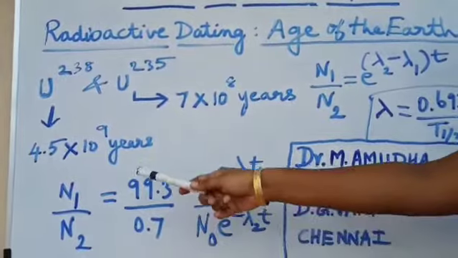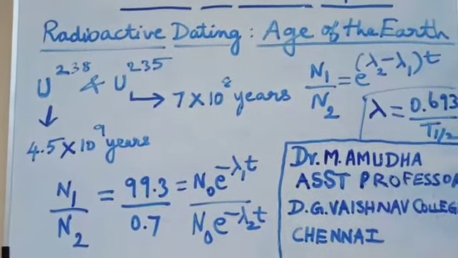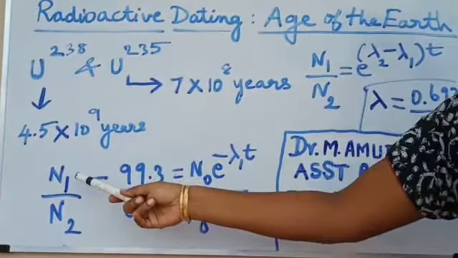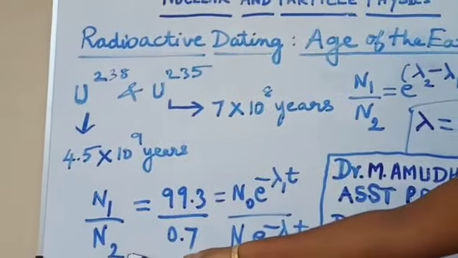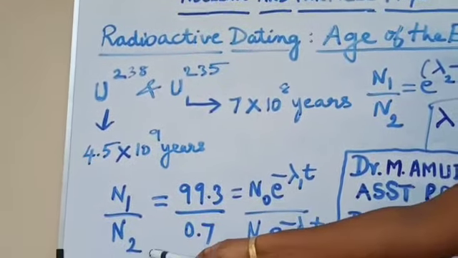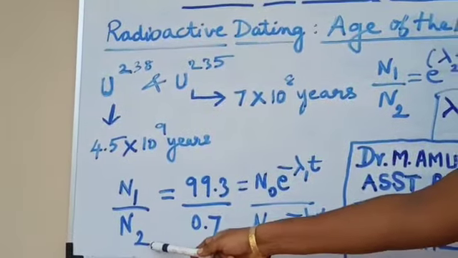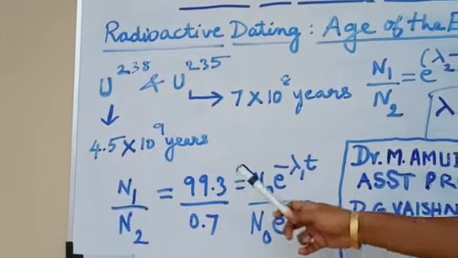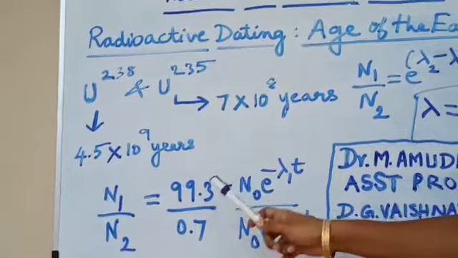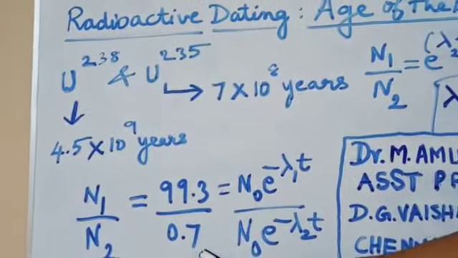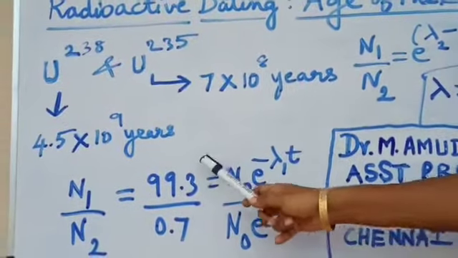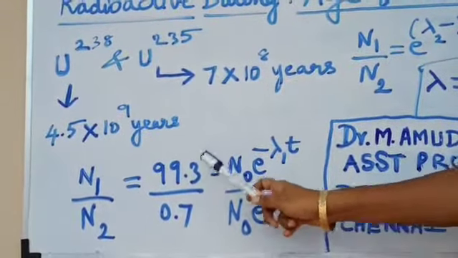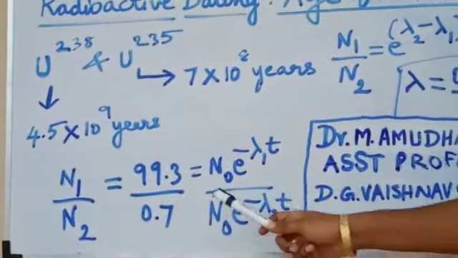So taking N1 as the number of atoms present at time t of uranium-238, and N2 as the number of atoms present at time t of uranium-235. 99.3% is present in uranium-238 and 0.7% is present in the case of uranium-235. Using this relative abundance of the two isotopes, we can easily calculate the age of the Earth.